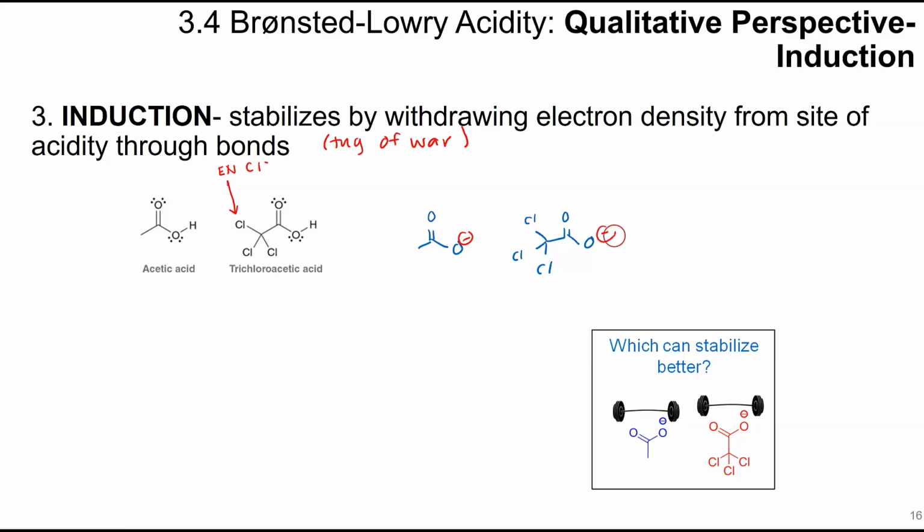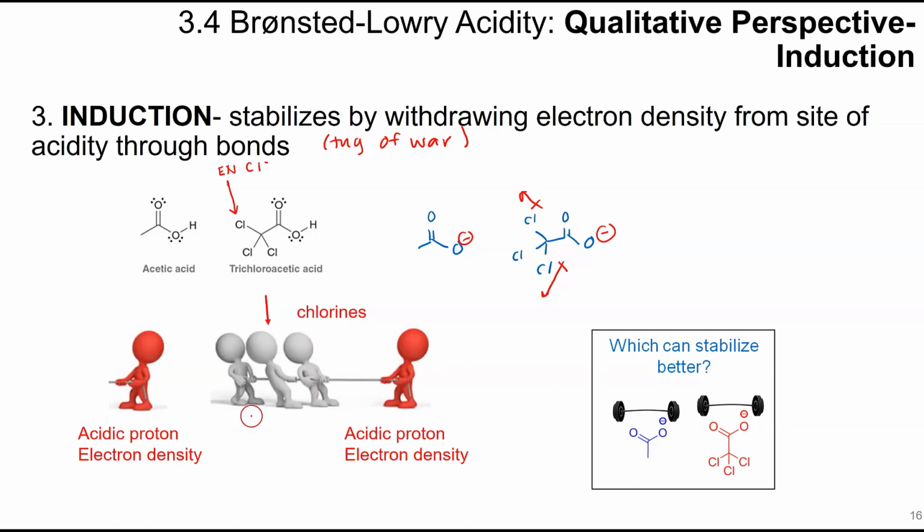we get the negative charge here. If you draw the dipole moments, this one isn't being stabilized by anything, but here we have electron density being pulled out. You have these chlorines. This is the acidic proton. These are pulling electron density away from there versus just the acidic proton with the electron density here. So if you have this pulling electron density out, that makes it more acidic. And so these ones can stabilize the charge better because it's pulling electron density out through induction.